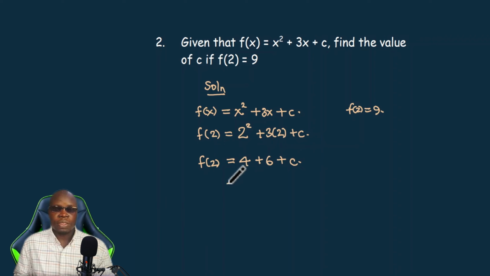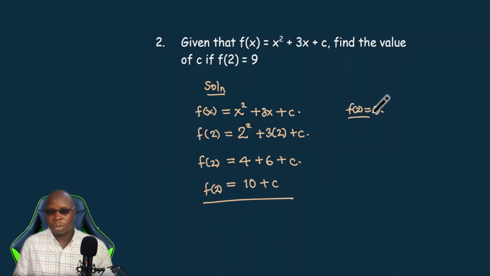And when we sum these together, we still have our f of 2 as 10 plus c. Now, we also know that f of 2 is 9. So instead of writing f of 2, we're going to replace it by 9. So let's do that here.